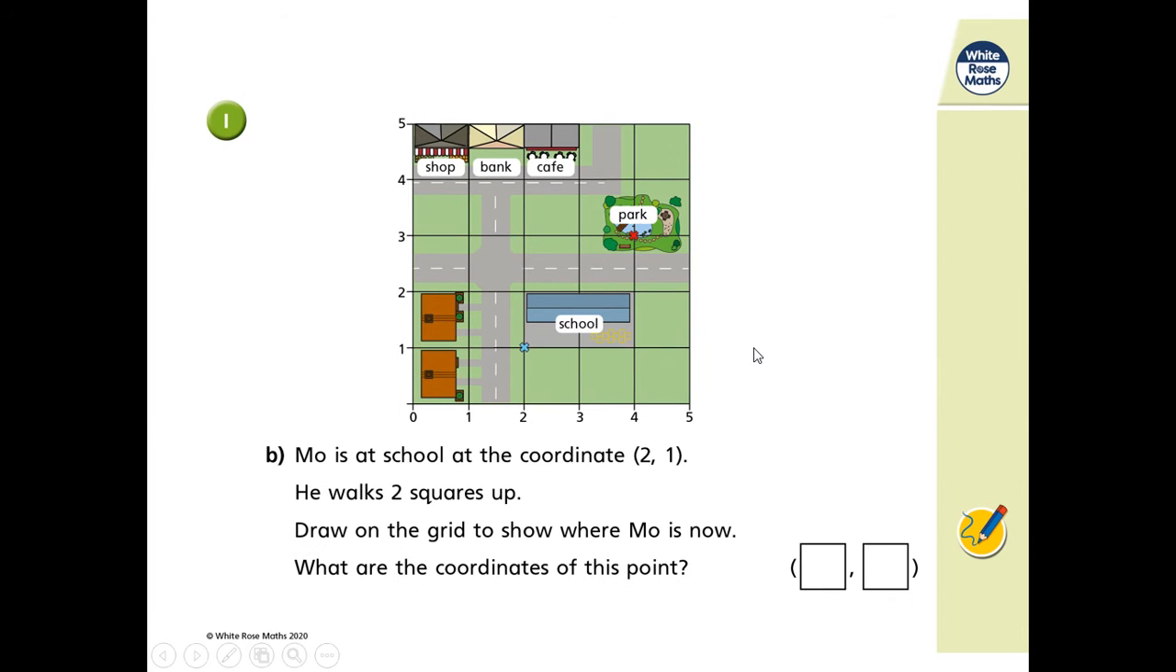Okay. Number 1, B. Mo is at the school at coordinate 2, 1. So he's on the corner of the playground of the school. He walks 2 squares up. 1, 2. Draw on the grid to show where he is now. And what are the coordinates? Remember, go in the house before you go up the stairs.